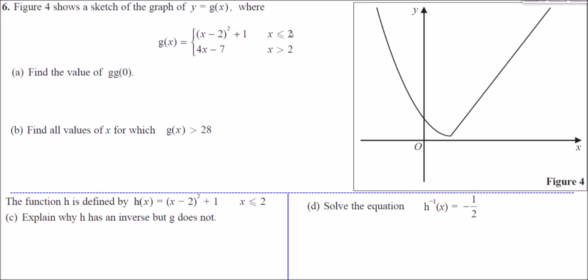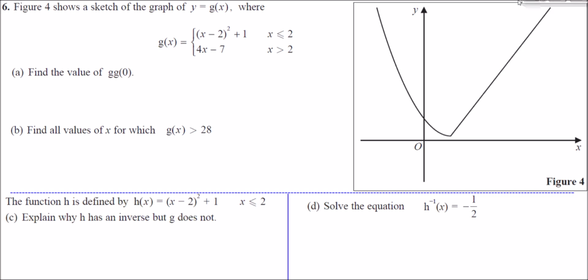The crucial point is that when x is equal to 2, it would generate a value of g of x equaling 1 for both parts. So that's why it looks almost continuous, although this here is actually a discontinuity. At any rate, our first question is to find the value of g of g of 0.